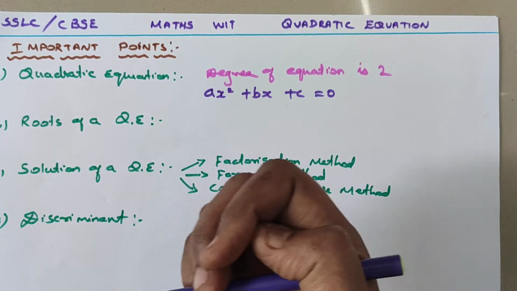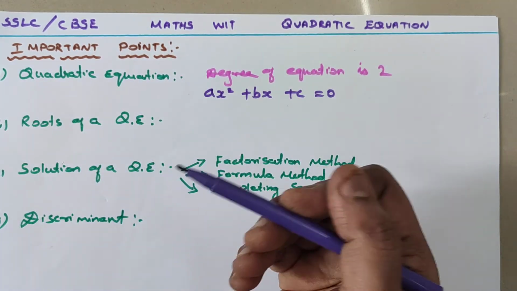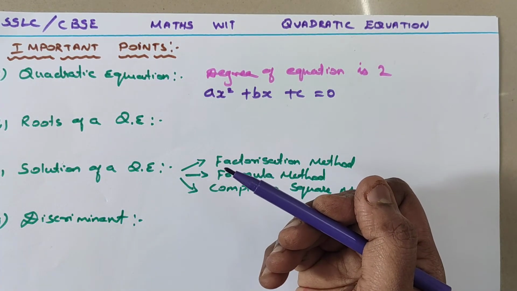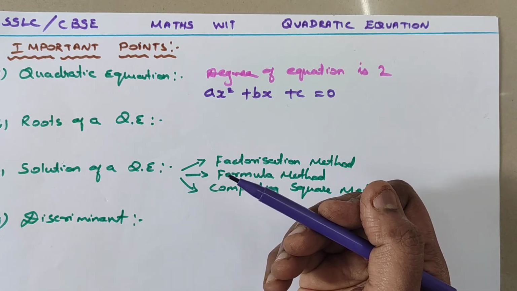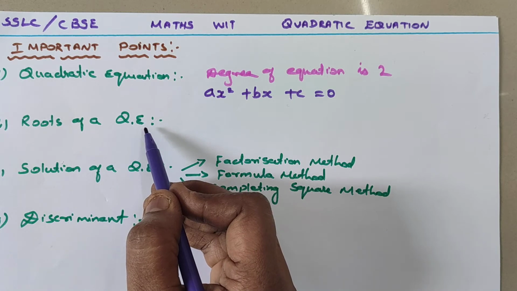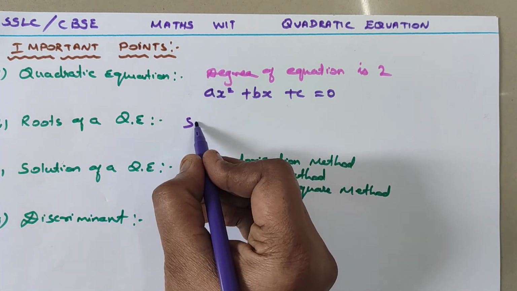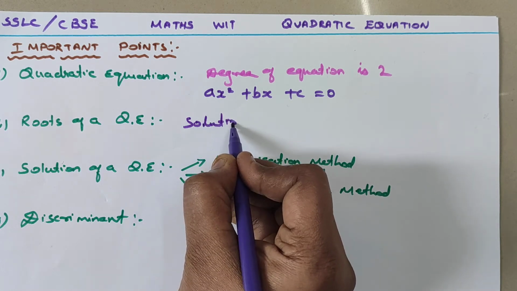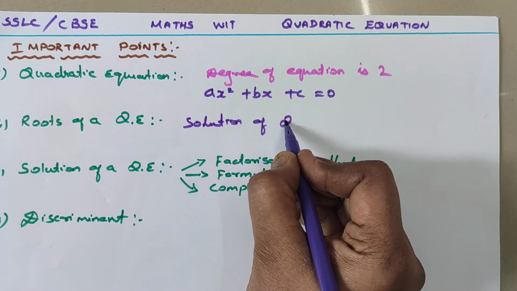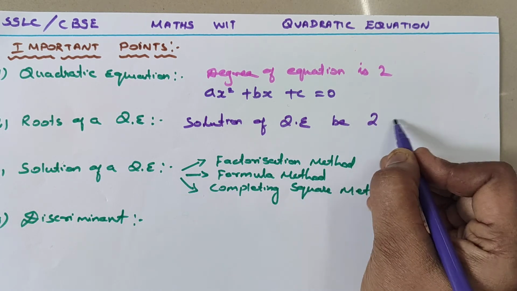So here x square means how many solutions will you get? 2 solutions. Suppose if it is a cubic equation, cubic means the degree will be 3, so how many solutions will we get? 3 solutions. In the same way, the roots of the quadratic equation are nothing but the solutions of the quadratic equation. So the solutions of the quadratic equation are 2 answers.